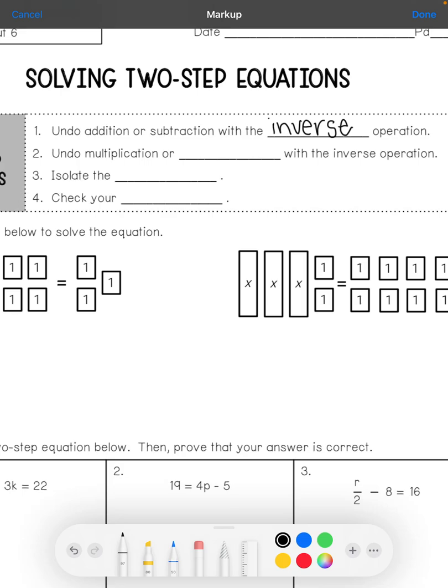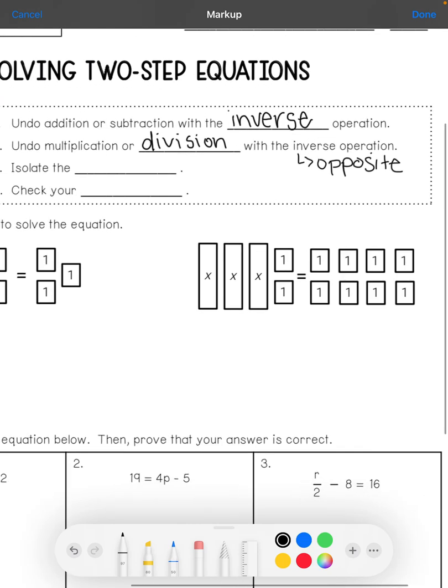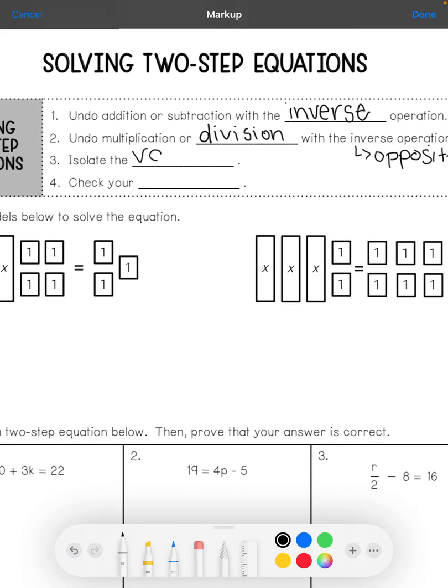So if you're adding, remember you would subtract. If you're subtracting, you would add. And then the next step is you undo any multiplication or division with the inverse operation. Inverse means opposite.